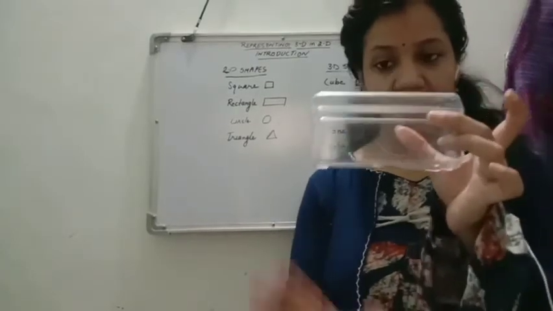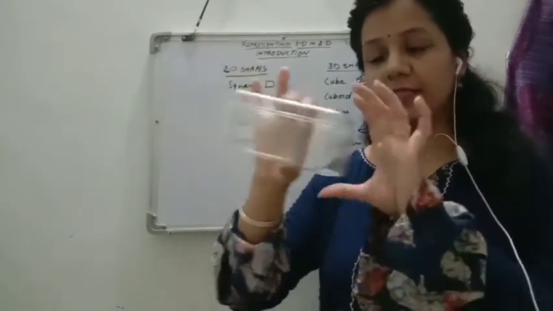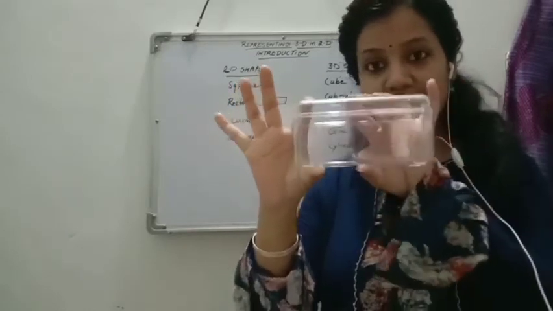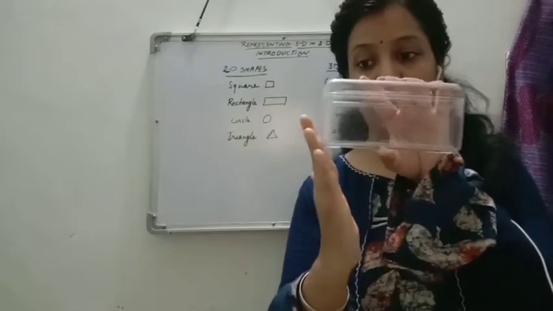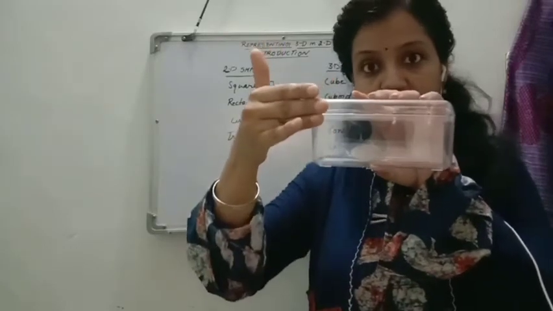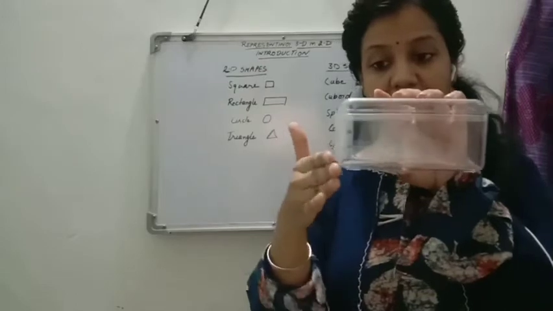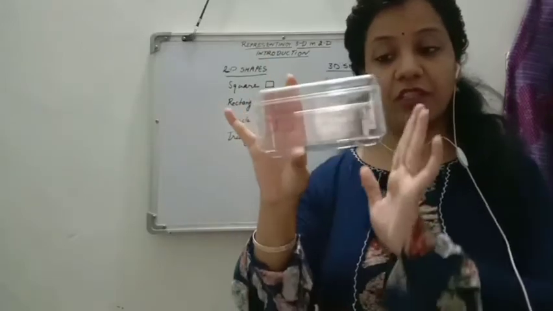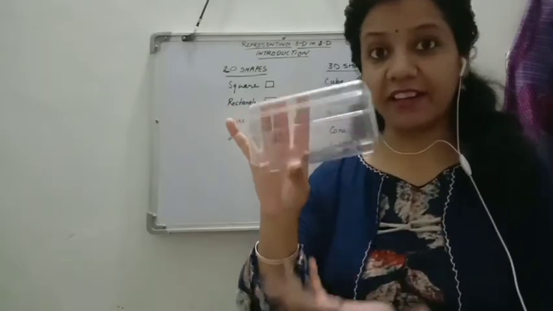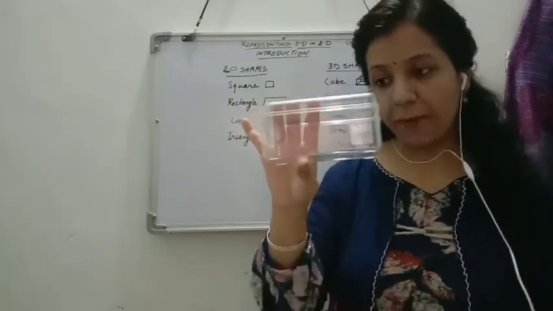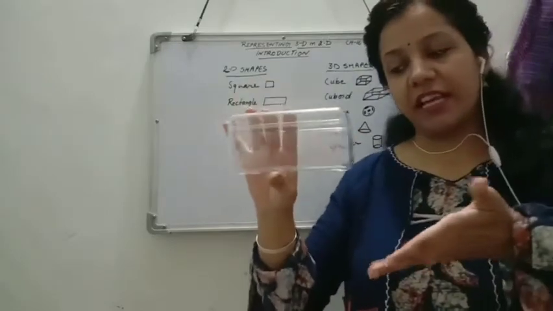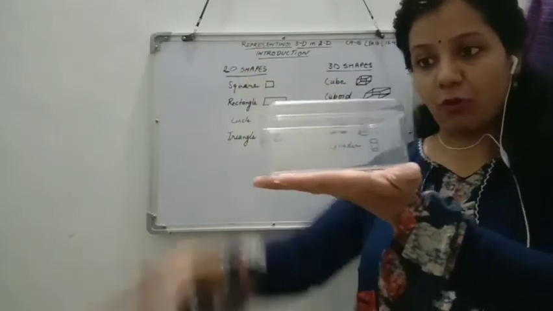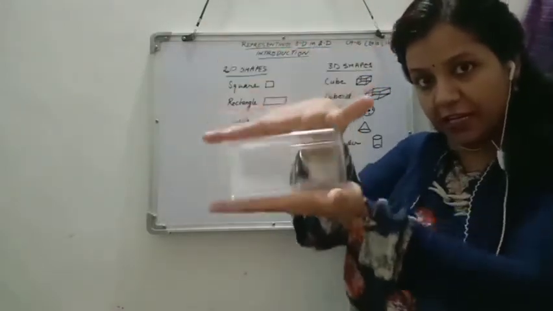And see this box. What is the shape of this box? Cuboid. See, this box has a length, breadth and height. So this is called a 3D shape. It has three sides. That's why it is called a 3D shape figure. In other words, you can say this is called a solid and it occupies some space.